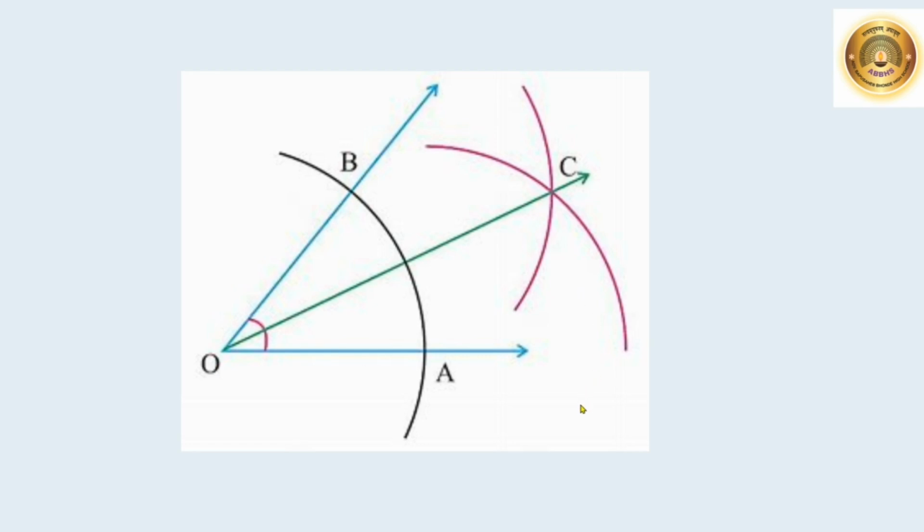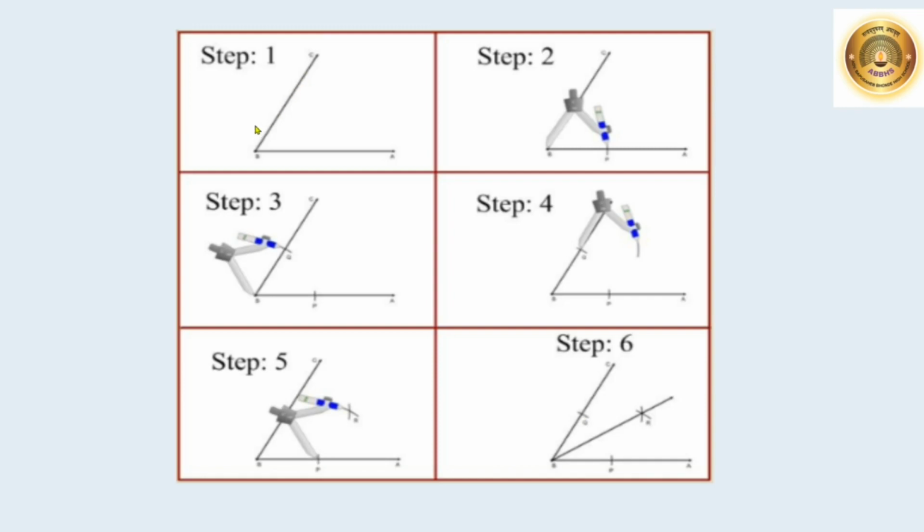Now let us see how to construct the angle bisectors. Step 1. Draw the angle whose bisector you want to construct. Step 2. Take a convenient measure on the compass and make an arc on the ray AB. Step 3. Using the same measure, cut an arc on ray BC. With this new point as center, draw an arc in the interior of the angle.